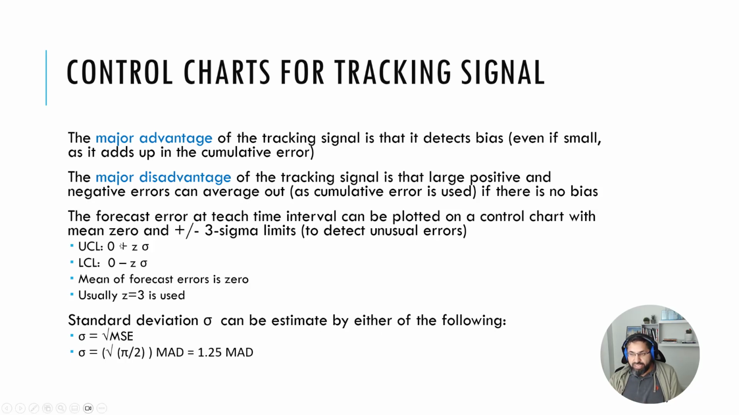Once you have sigma, you're going to use 3 sigma limits usually. You're going to go to 0 plus 3 times sigma as the upper control limit and 0 minus 3 times sigma for the lower control limit. As long as your tracking signal is within these control limits, you're doing fine. If your tracking signal exceeds these control limits, then you have bias in your forecast and you need to reevaluate your forecasting process.